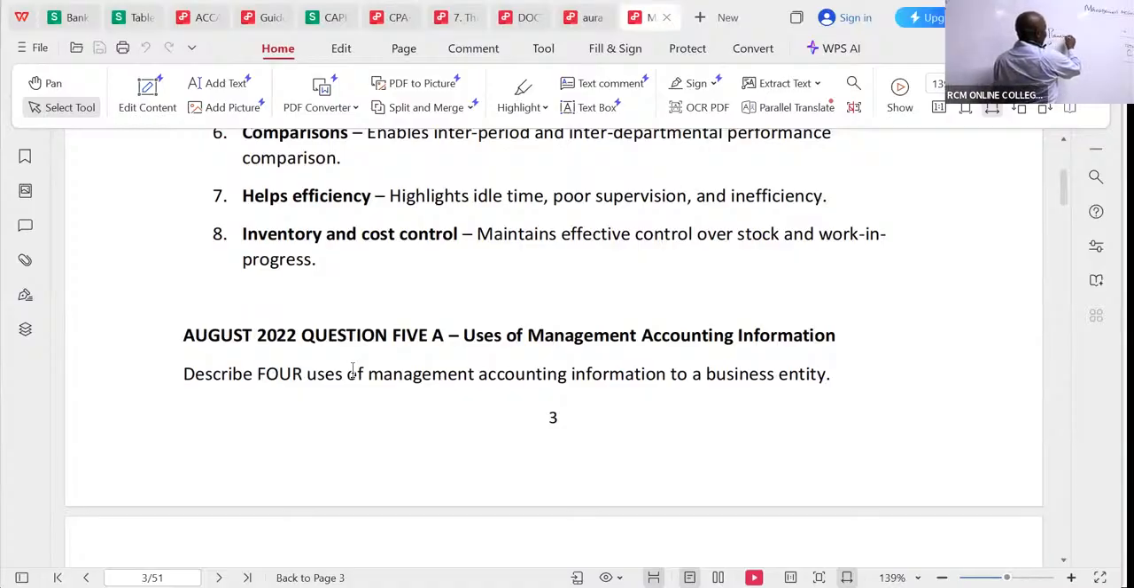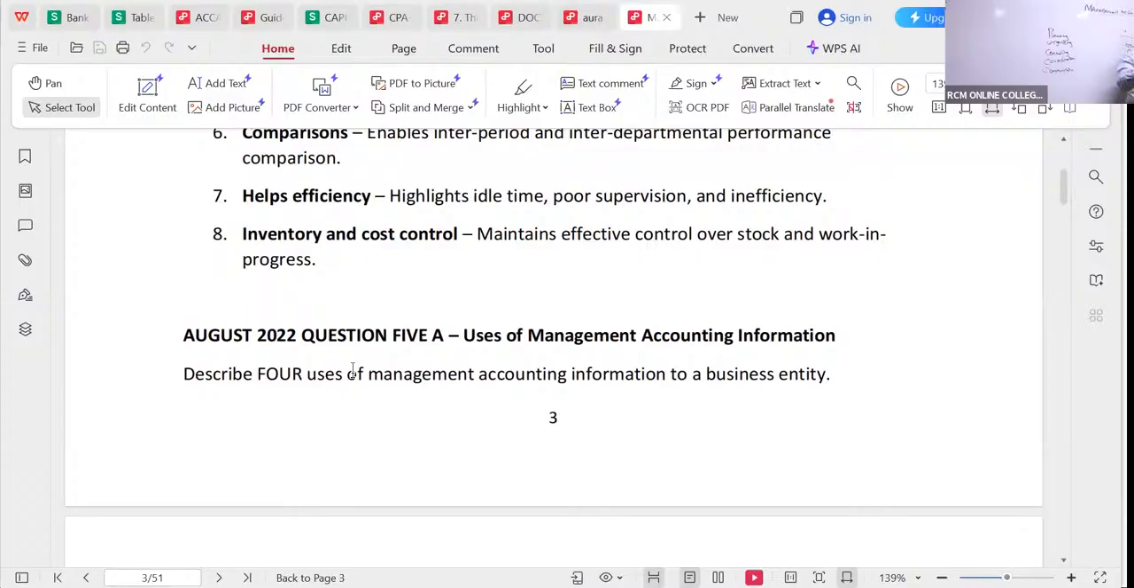Planning, organizing. Yes, I'll be able to organize my stuff very well because I know my costs. Controlling. Coordination between departments. And then lastly, communication. Because you know your costs and you know your staff very well, you become a good communicator.